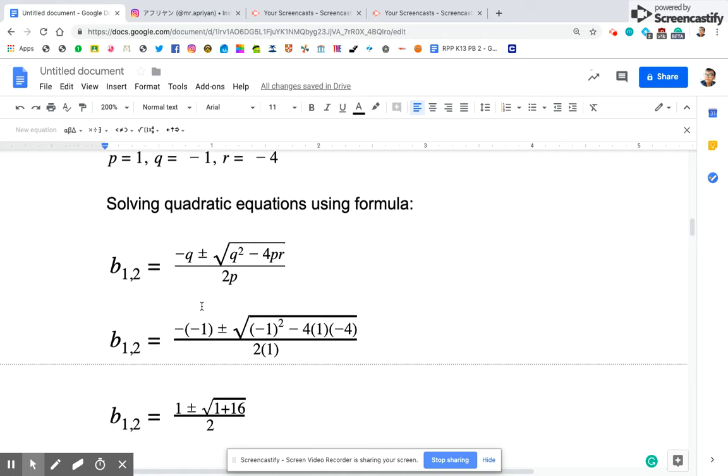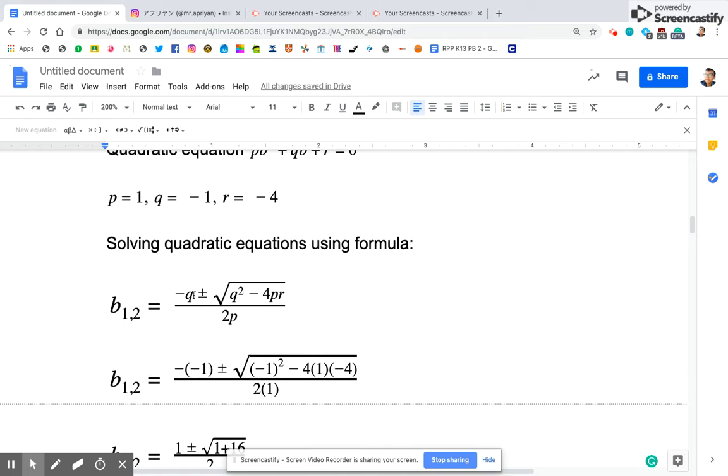And since we have negative q, and the q itself is negative 1, so we have negative of negative 1 plus minus square root of q squared. Since the q is negative 1, it's negative 1 squared minus 4pr. The p is 1 here, and the r is negative 4 here. All over 2p. So 2 times 1, since the value of p is 1.